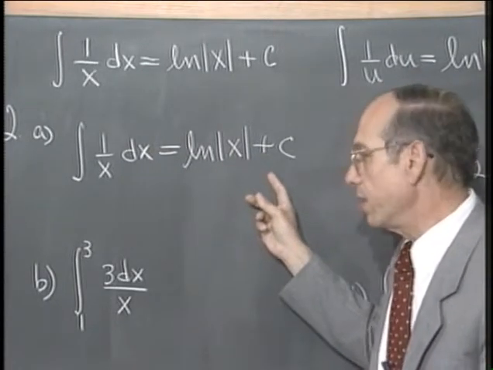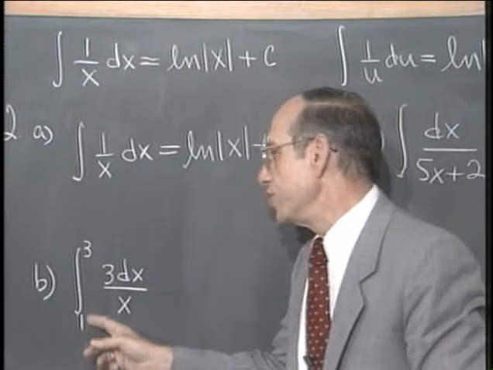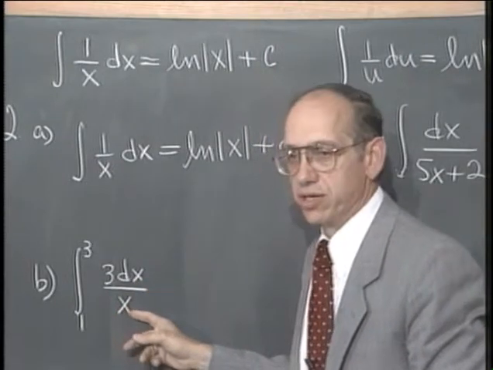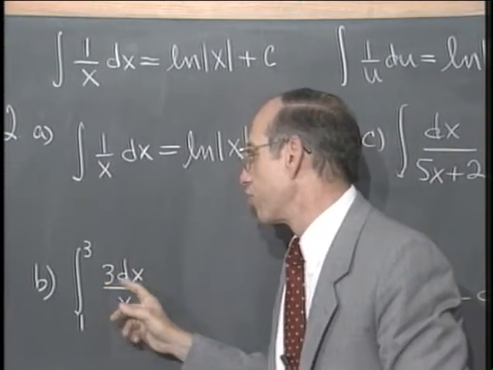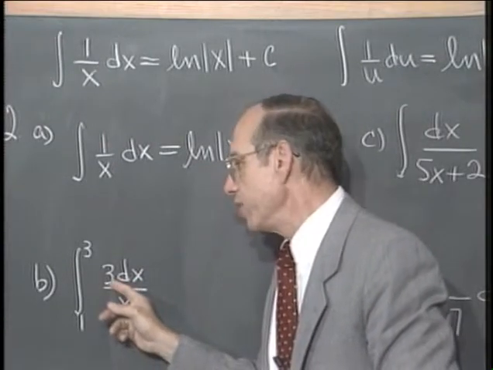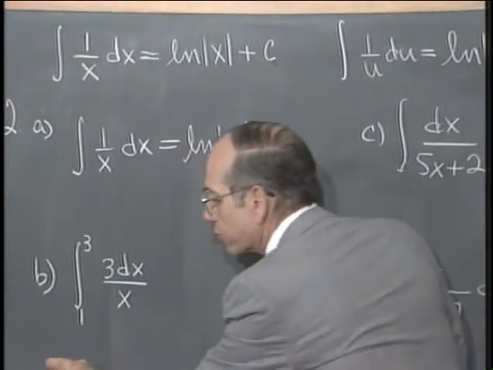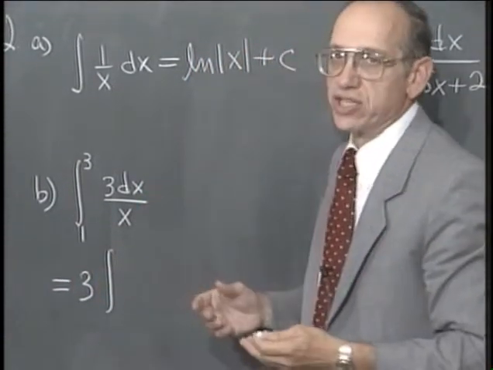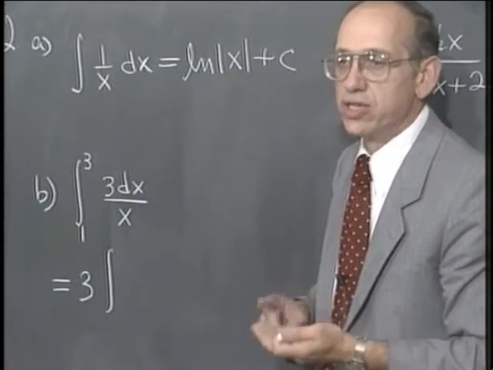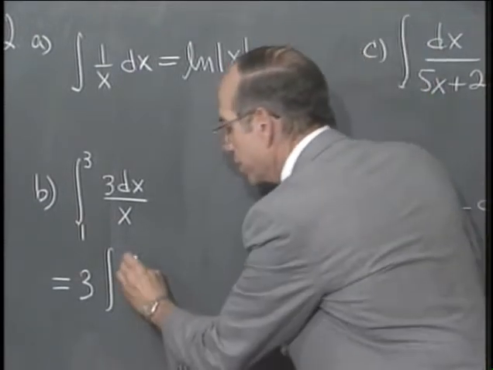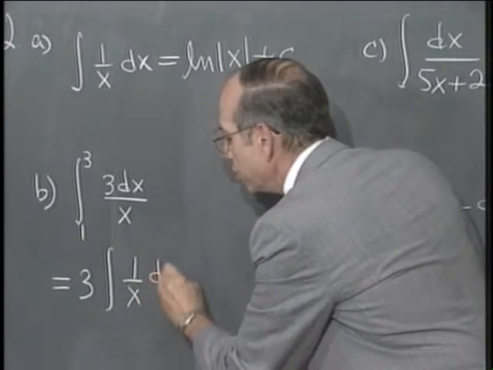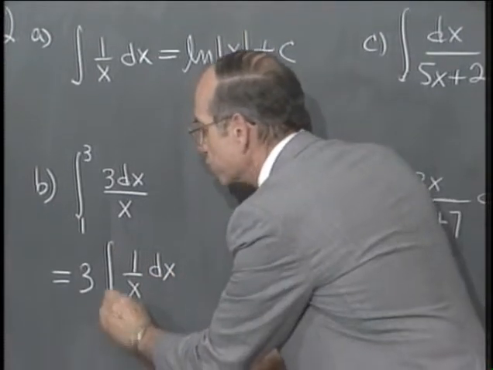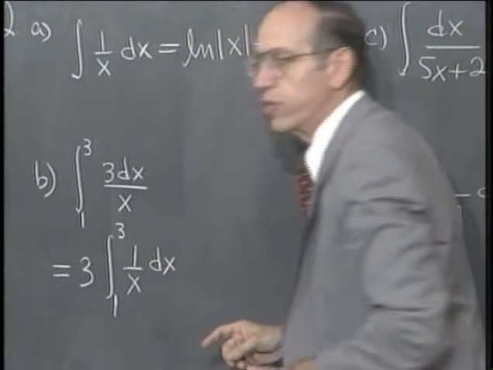If we go down to b, you see we have the integral from 1 to 3 of 3 dx over x. Now, what does that mean? Well, 3 is a constant and can be factored out of the integral. So we have 3 times the integral of dx over x. Dx divided by x is the same thing as 1 over x times dx. So in fact, this is 3 times the integral of 1 over x times dx, and of course we can't forget these limits, 1 to 3.